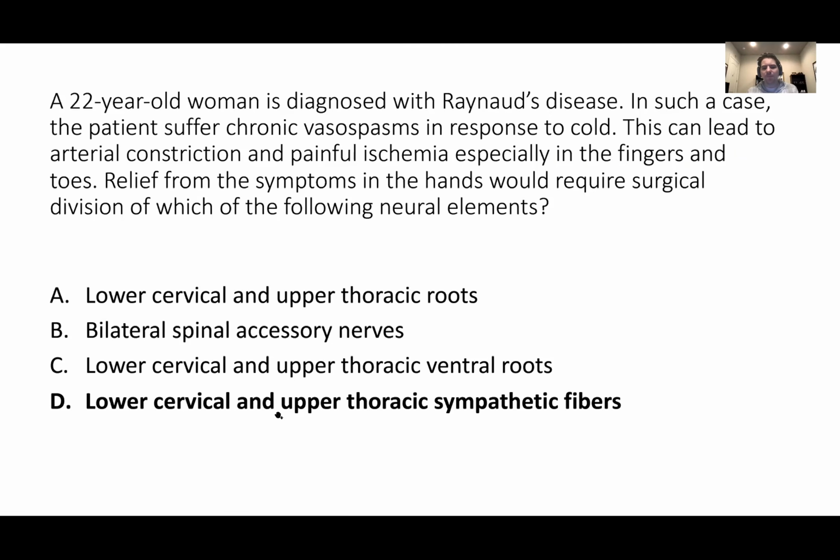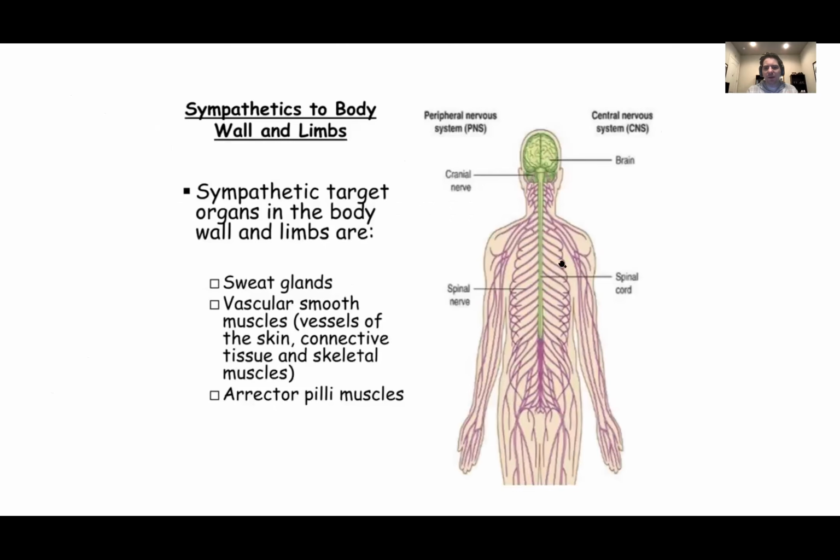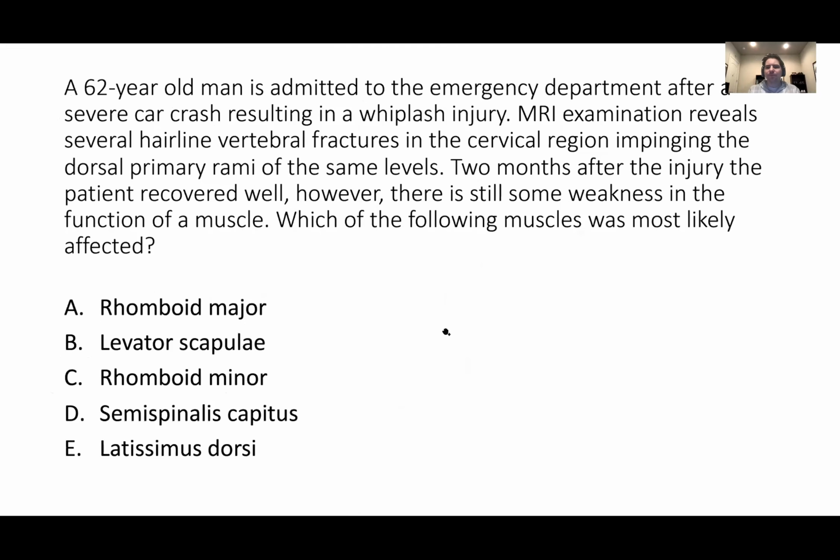Okay, so thoracolumbar is the area of the sympathetic system, where the parasympathetic is craniosacral. So you think of parasympathetic as the outer aspects of it, and the sympathetic system is more of the inner aspects. So thoracolumbar is where those sympathetic fibers are going to come from. All right, try this one.